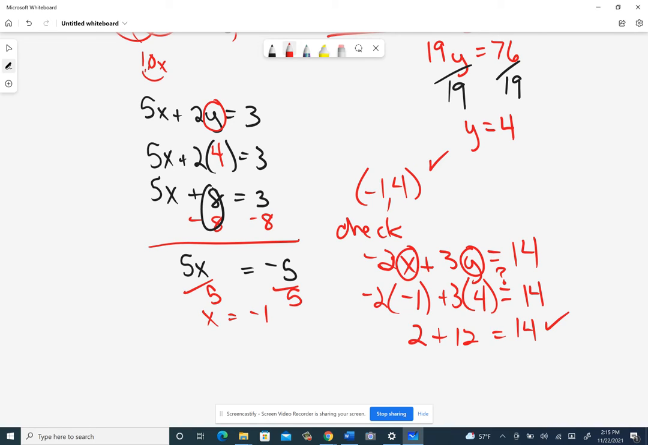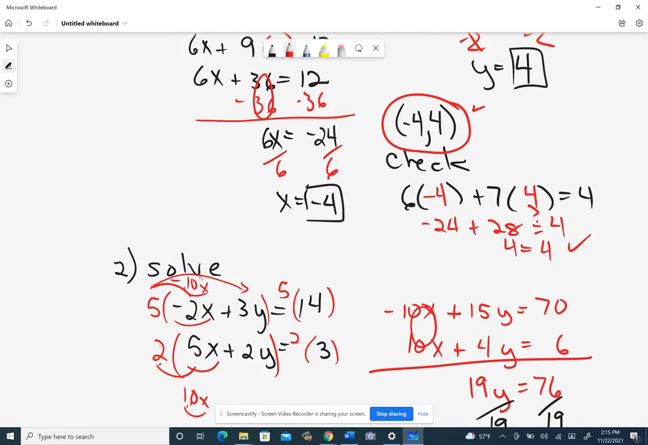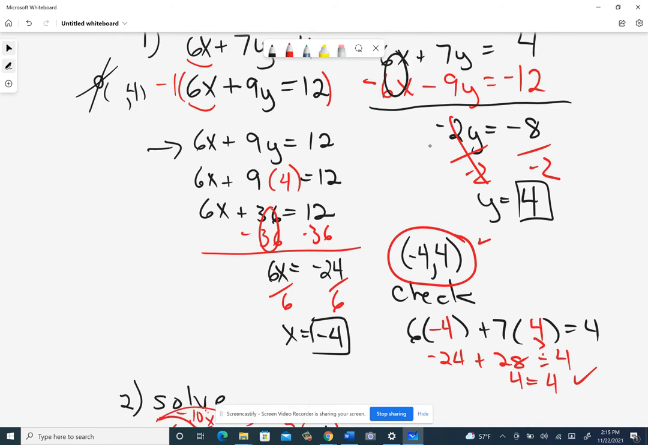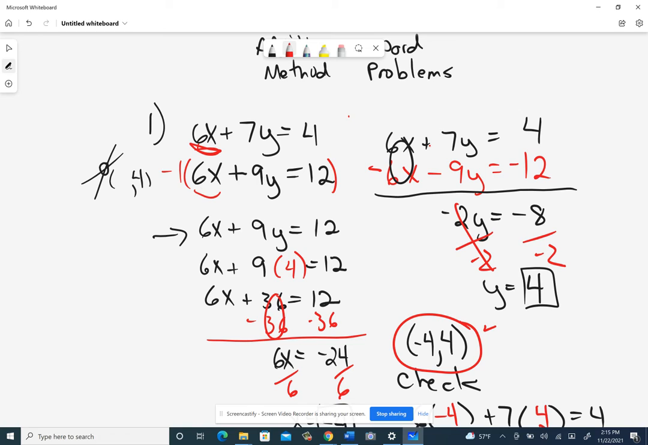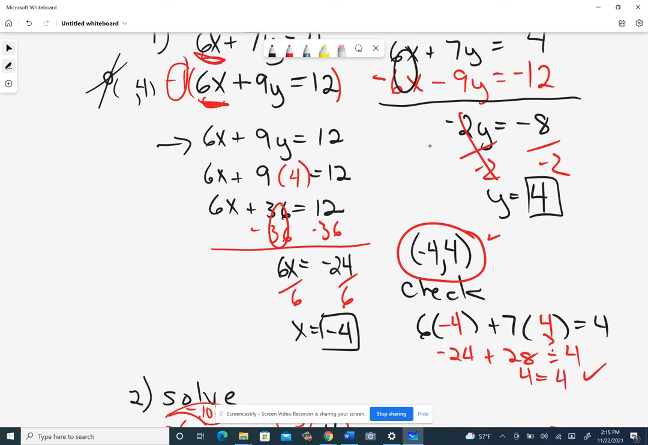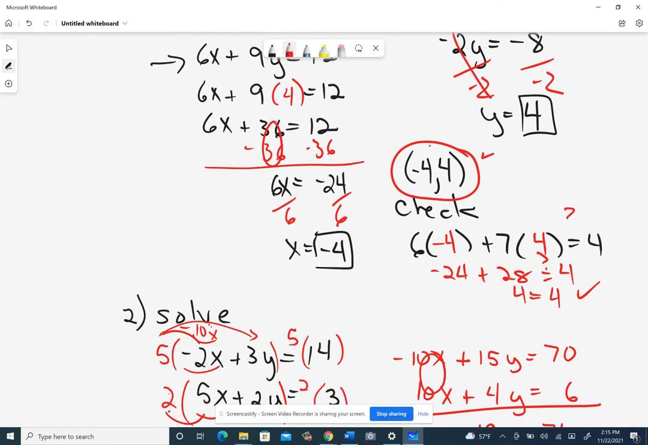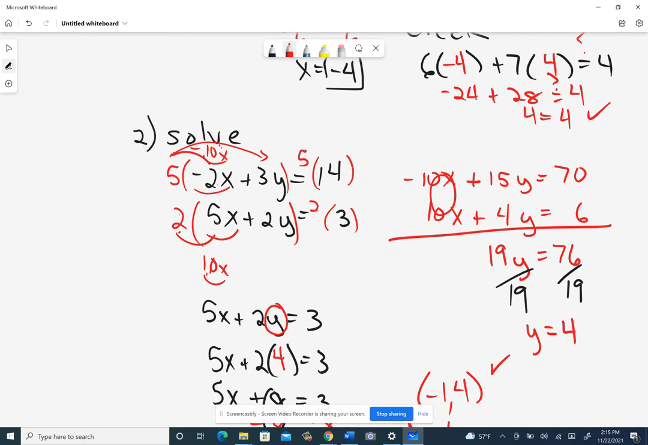Okay. So the first problem, we only had to adjust one of the equations, right? We already had the 6x here. So all we needed to do is multiply through by -1 on one of the equations. With the second problem, I had to adjust both equations in order to create opposites so that when I added, those would cancel out.